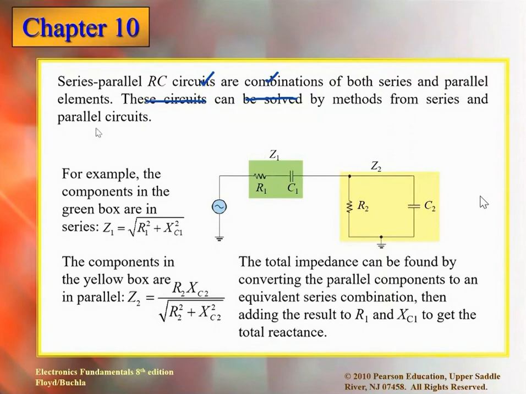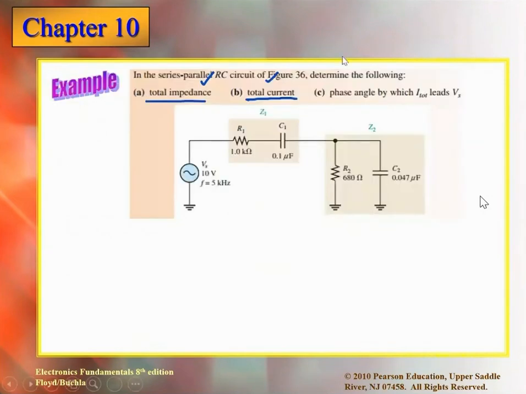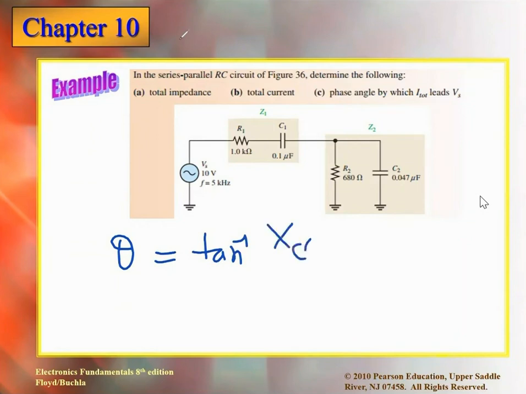So, leave it. Two points, point A, point B, I already explained to you. Point C can also be calculated. Theta, what should it be? Because after conversion we will be getting a simple series circuit, theta is tan inverse of XCT over RT, correct? This is the formula because we are using the totals. So this is the way to do this one.